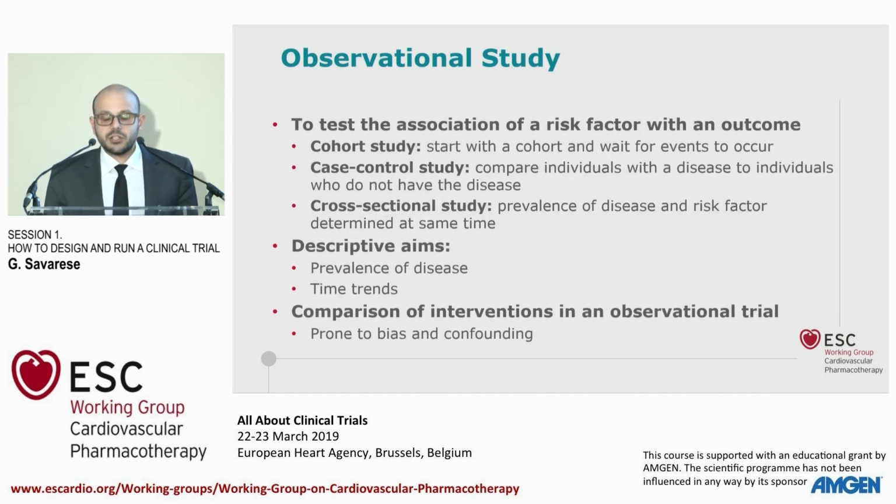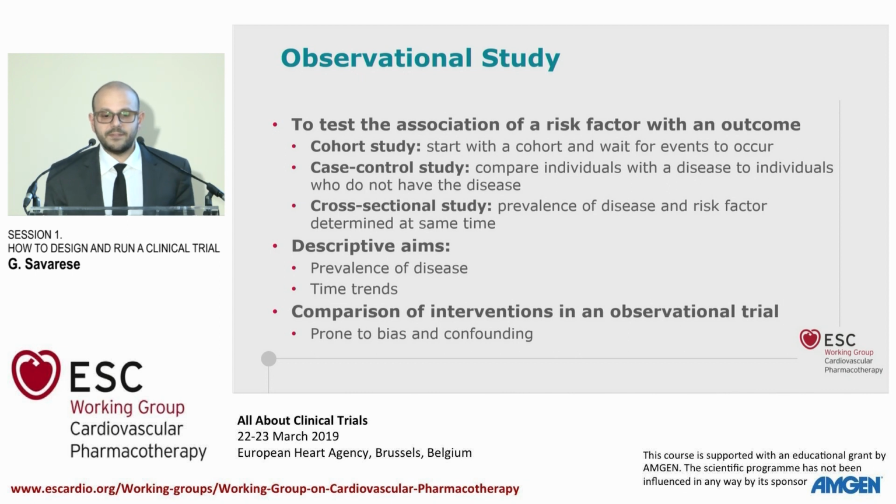So in observational studies, we test the association of a risk factor with an outcome. There are different types of observational study. We can have cohort studies, where we start with a cohort and wait for events to occur. Case control studies, in which we compare individuals with the disease to individuals who do not have the disease.